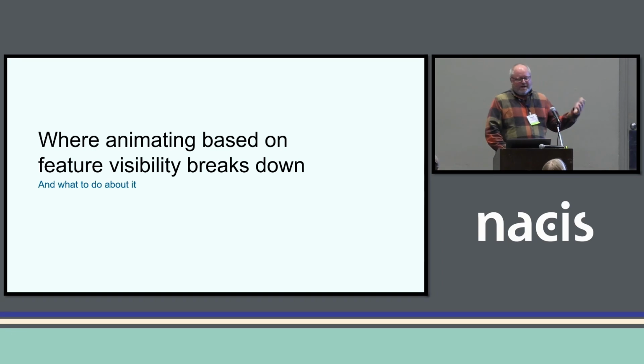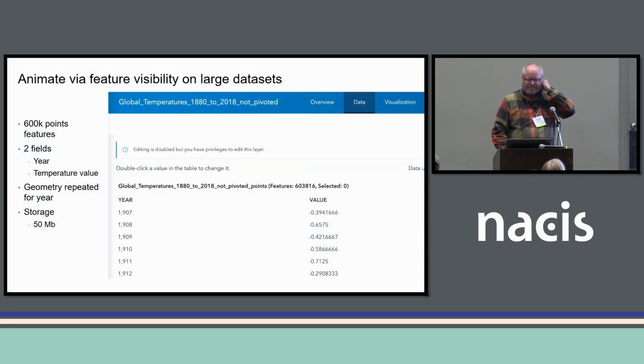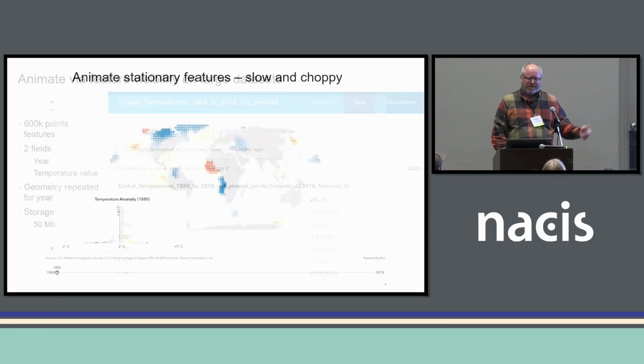Where animating based on feature visibility breaks down, and what you can do about it. Now we start talking about larger data sets. This is an example of a 600,000 point feature layer of global temperature anomalies for the world. There's actually about 4,200 points. In the original data set, each row was the year and then we had the value, but the geometry is repeated. It's actually quite large to store this, 50 megabytes.